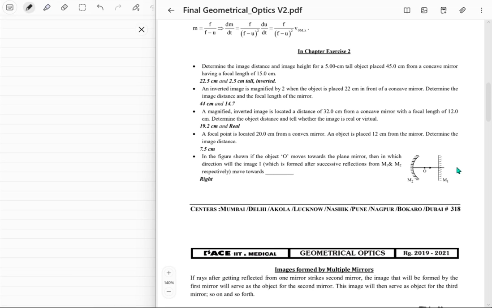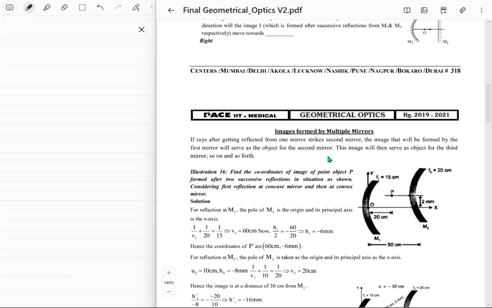Right? So you got an image over here, and then this will have its image as, I think, yeah, it is bigger than the radius, so it's going to form somewhere between, what was this, F and C? Yes, right. And then this is going towards C, so this also is going towards C, and that means this is actually going in the right direction. So yes, right. It's shown by multiple mirrors. Okay, nice.